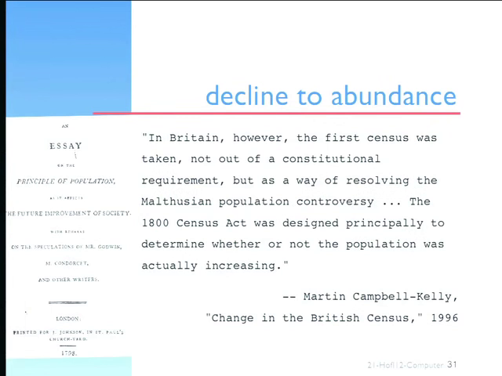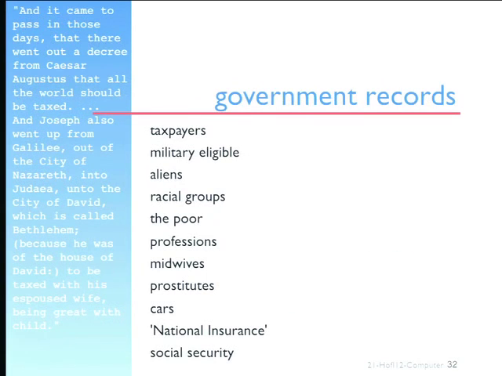So one of the things that governments began to do is say that we really need to find out. And there were all sorts of other reasons that they needed to find out. And they go back a long way. I mean, most of you will probably recognize the piece of text on the right here. It came to pass in those days that there went out a decree from Caesar Augustus that the world should be taxed, and Joseph went up from Galilee out of the city of Nazareth, etc., etc.